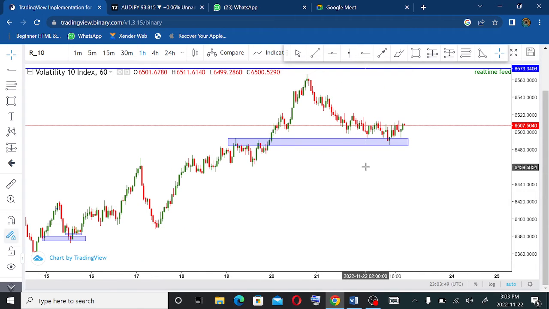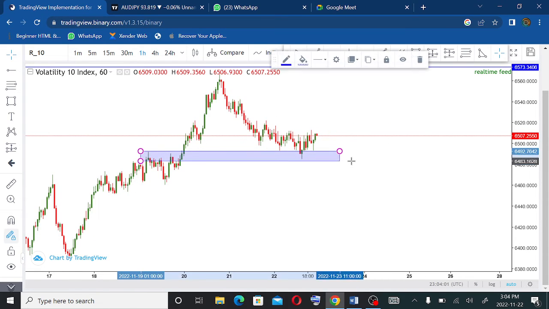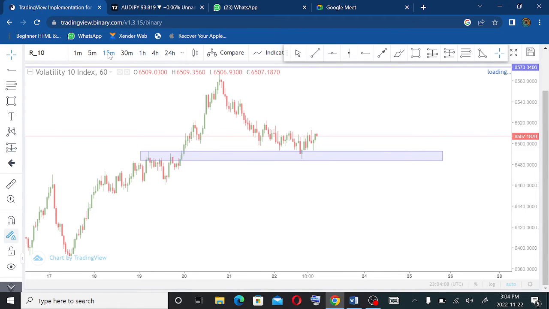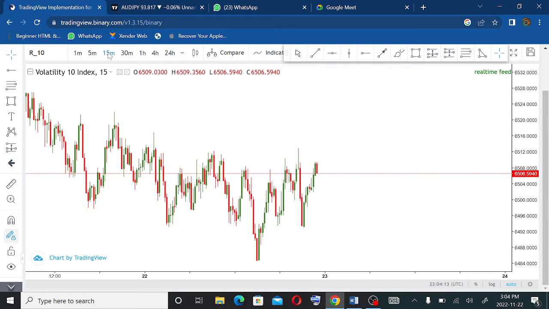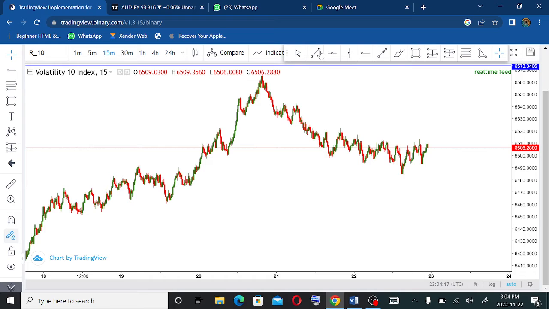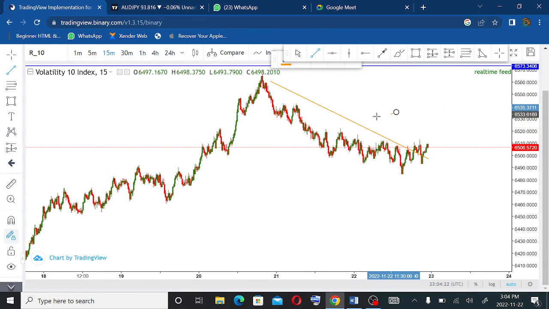Based on that, what is the best style we can use to trade this market? We already have the mitigation marked out here, and I would love to extend it a bit. And then that's when I go to the 15 minutes time frame and mark up my trend line. So when I come to the 15 minutes time frame, I mark up my trend line here.